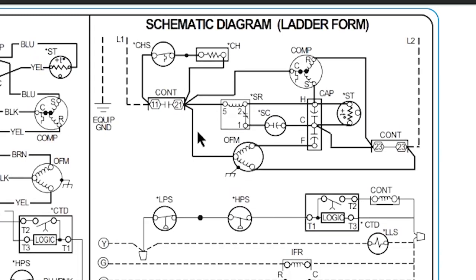Outside fan motor, same thing. We feed the common terminal on the outside fan motor with one side. What's interesting here, this does not show that it has a thermal overload, but an outdoor fan motor also has one of these in it. One of these little guys like you have in the compressor. They're just not showing it here, but it's the same basic thing.